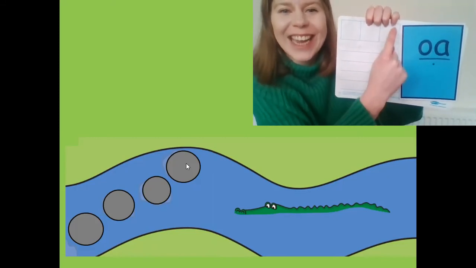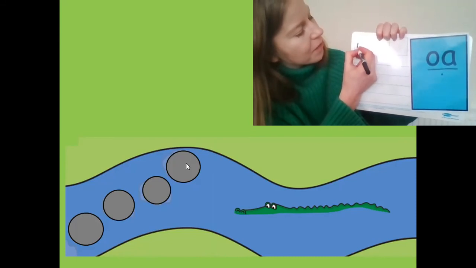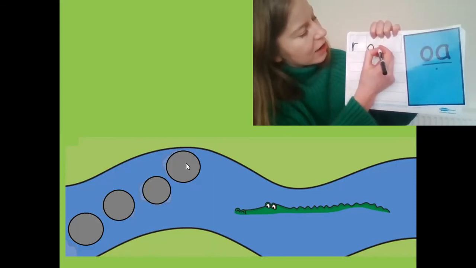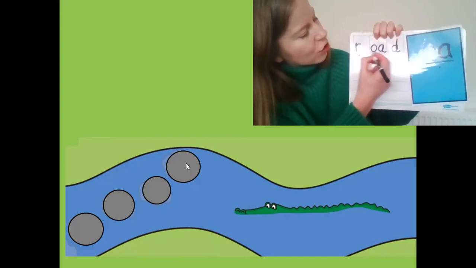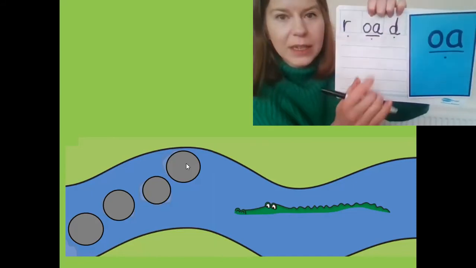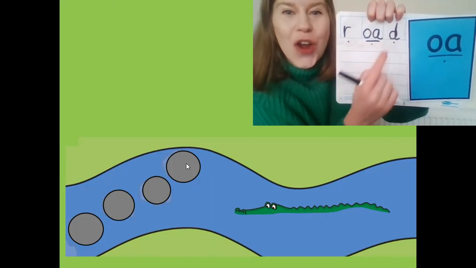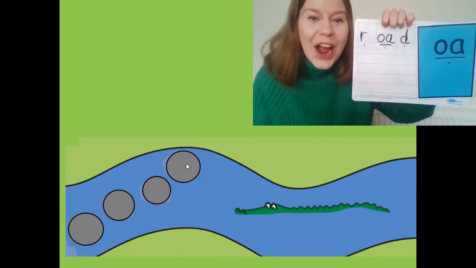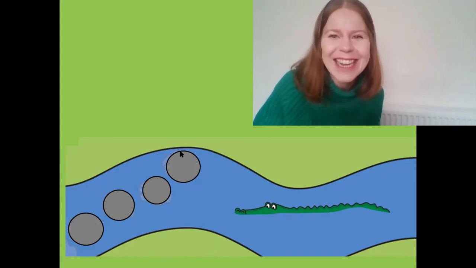Is that D again? I'm going to write it and I want you to double check that you have written the same letters as me. And remember, you get extra points if you read it back and you add in the sound buttons. Well done, everybody. Okay, that means that we get to cross the river and the crocodile didn't get us.